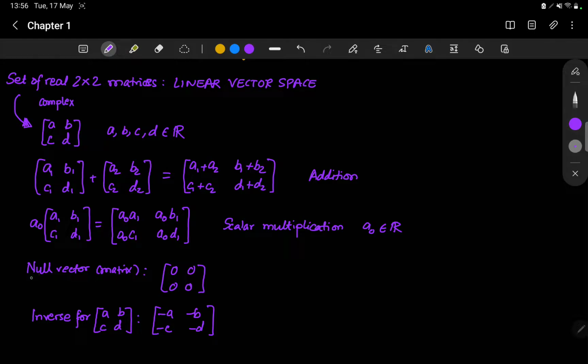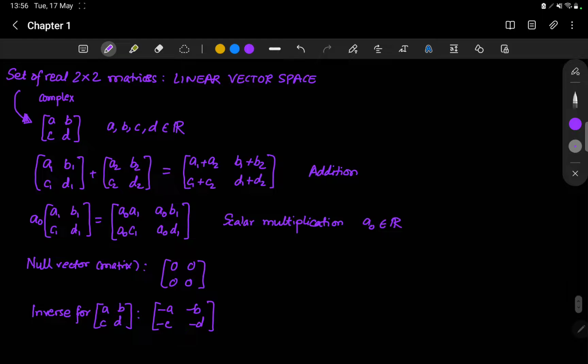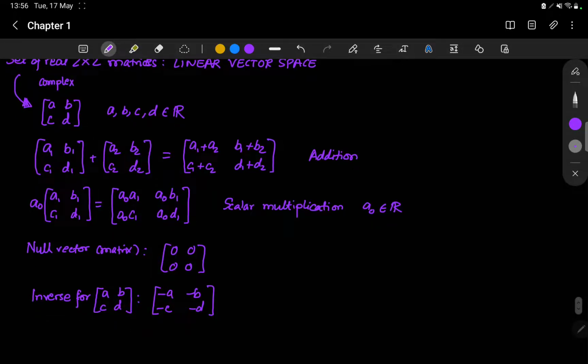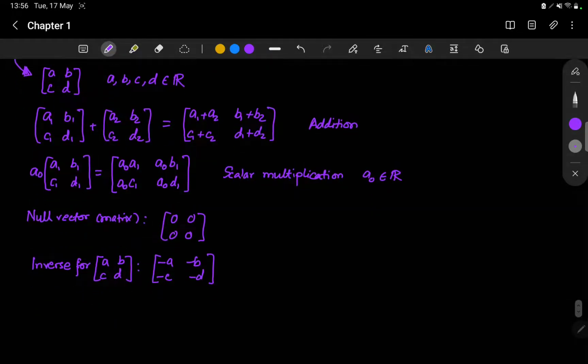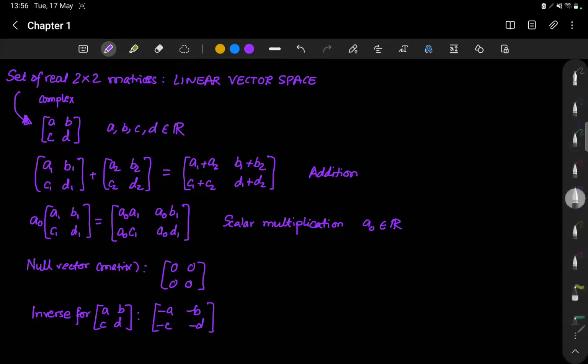So we see the existence of null, existence of inverse, we have the definition for addition and scalar multiplication, and then we can easily see that all the other axioms, all the total 8 axioms, are also verified. Here I have just shown the example for the null vector and inverse. You could work out the remaining 6 axioms for yourself. So we see that the set of real 2 cross 2 matrices would indeed form a linear vector space. So this is the first comment I wanted to make.